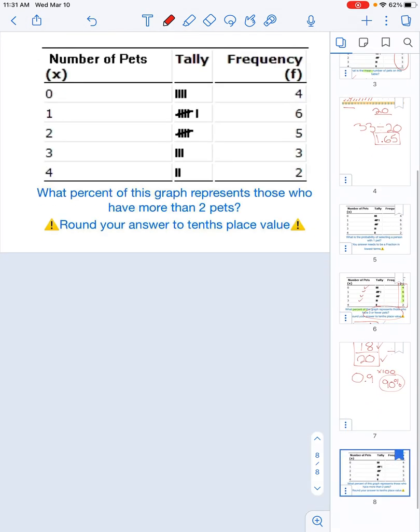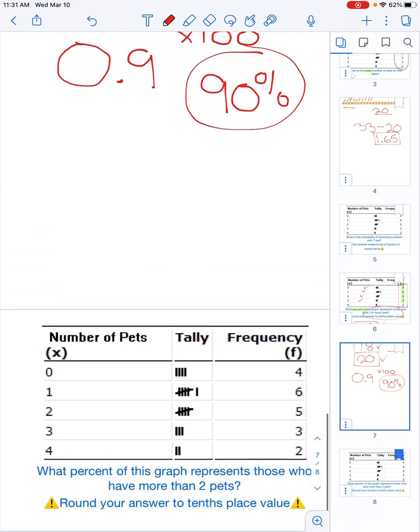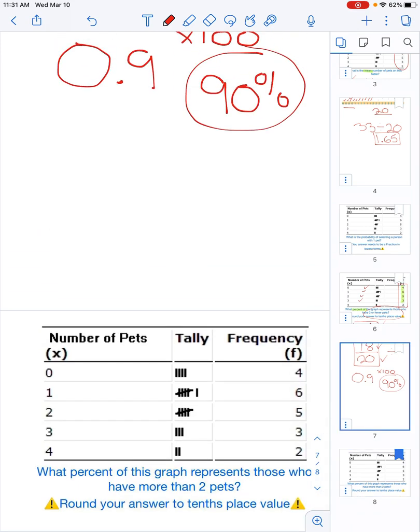Last but not least, I got another one just like this, right? So now it's asking me for another percent here. But this time, that represents who have more than 2 pets. All right. Well, more than 2 pets says that have more than 2. So now, more than 2 is this grouping here and this grouping here. Notice that we don't count 2 because it said more than 2.